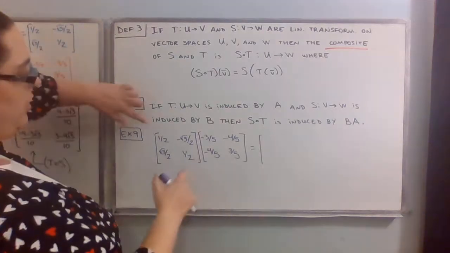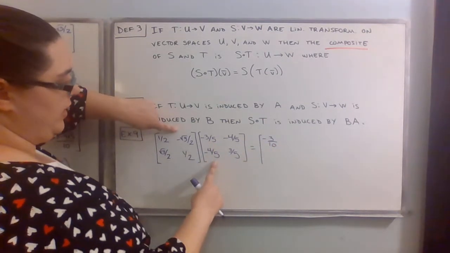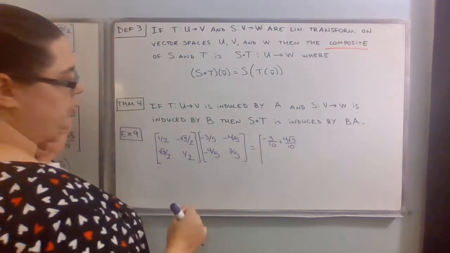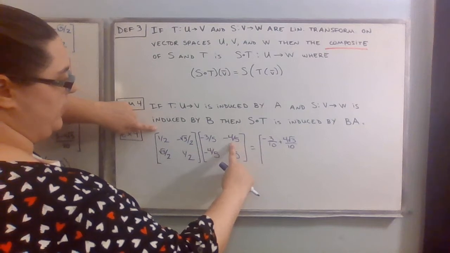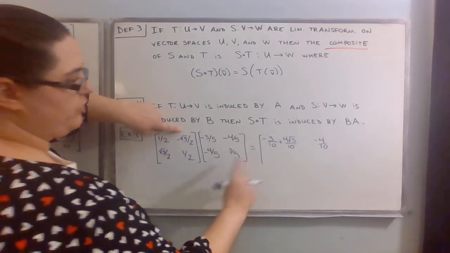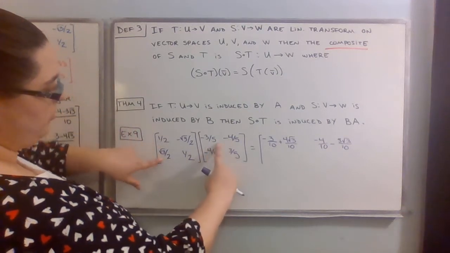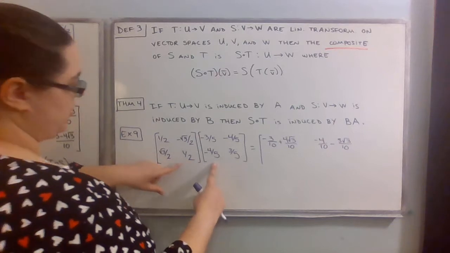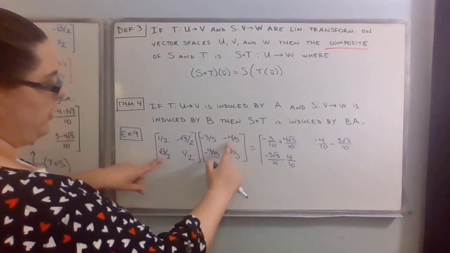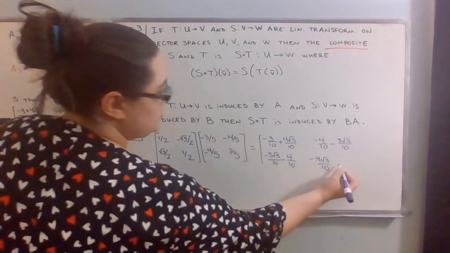So let's carry out our multiplication here. 1/2 times negative 3/5 is going to give me a negative 3/10. And then this is going to give me a positive 4 root 3 over 10. Then in the top right, that's going to give me a negative 4/10. I'm leaving these unsimplified for reasons. Then we'll have a negative 3 root 3 over 10. And then for the bottom left, we'll have negative 3 root 3 over 10 minus 4/10. And then we'll have negative 4 root 3 over 10 plus 3/10.